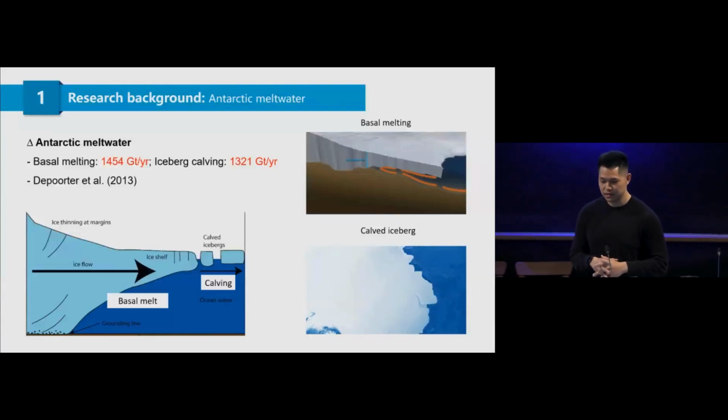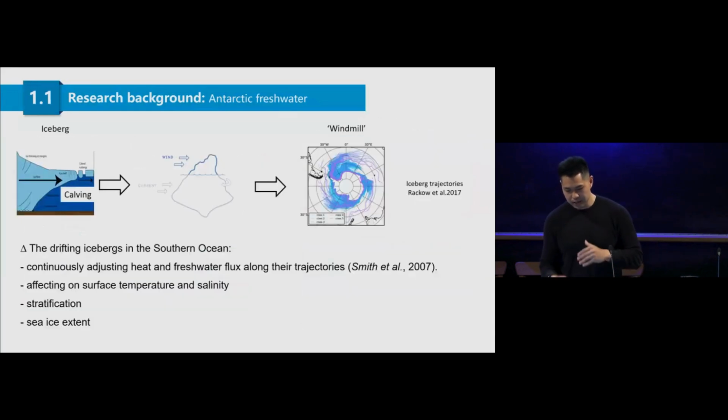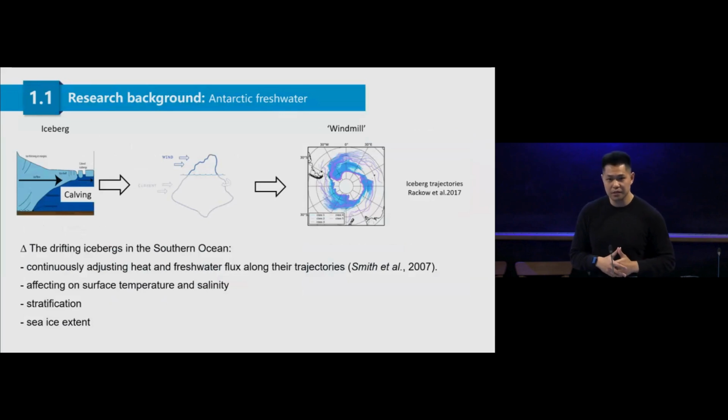The Antarctic meltwater can be divided into two components. The first is basal melt, which occurs beneath the ice shelf, and the second is the calved icebergs in front of the ice shelf. These two components are roughly 50-50 in terms of the amount of freshwater they add into the ocean on the mean state. In this study, we are going to focus on the iceberg melt.